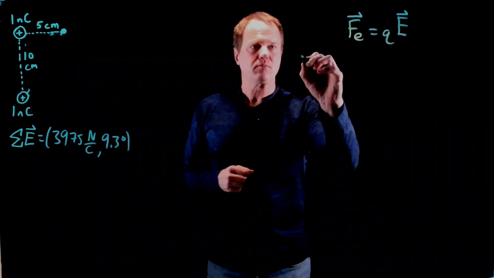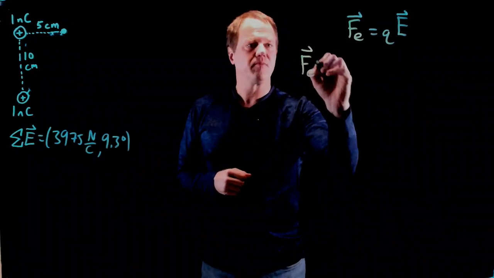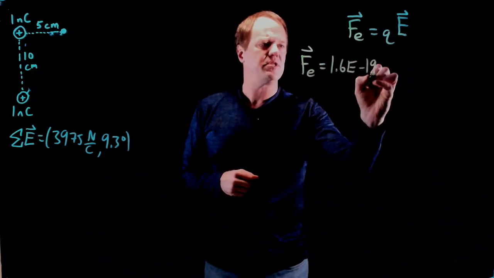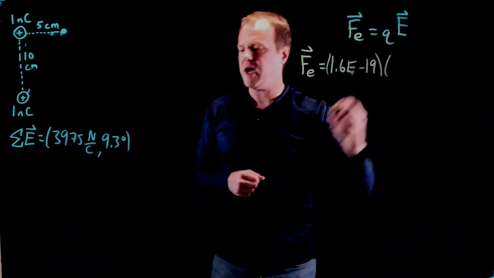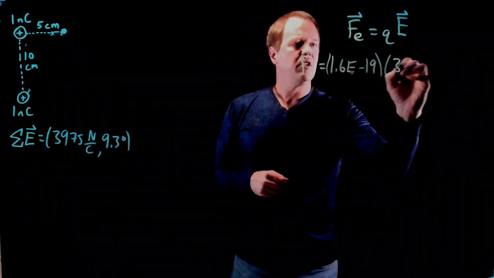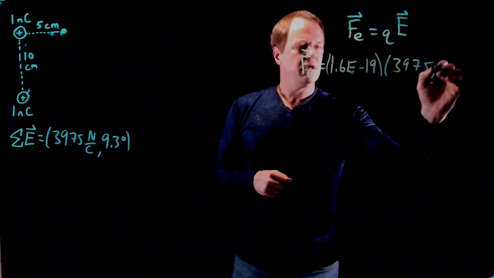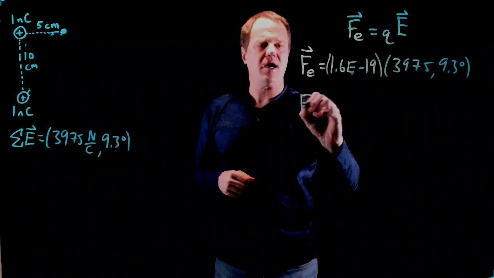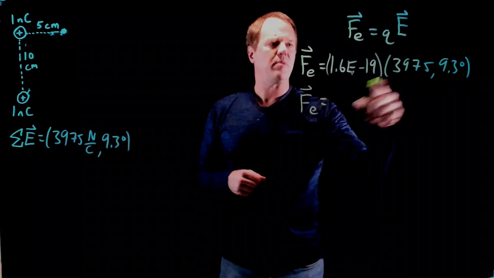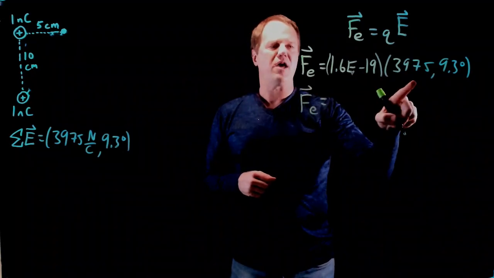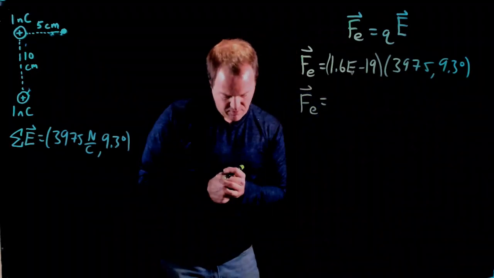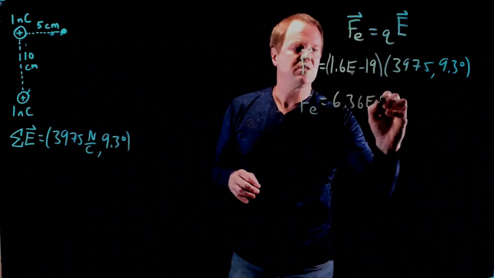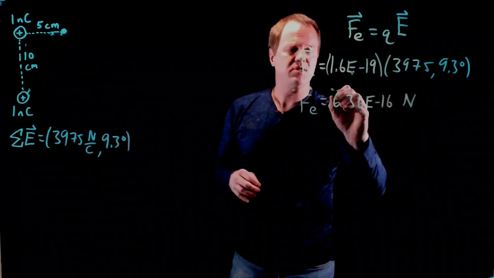And so all we have to do is throw in the numbers. So the charge is the charge of a proton, 1.6 times 10 to the minus 19, multiplied by the vector electric field, 3975 in a direction of 9.3 degrees. And I throw that into my calculator. Okay, so scalar multiplied by a vector, we just multiply the scalar by the magnitude, assuming it's positive, and we get an answer of 6.36 times 10 to the minus 16, and that's of course SI units of newtons.